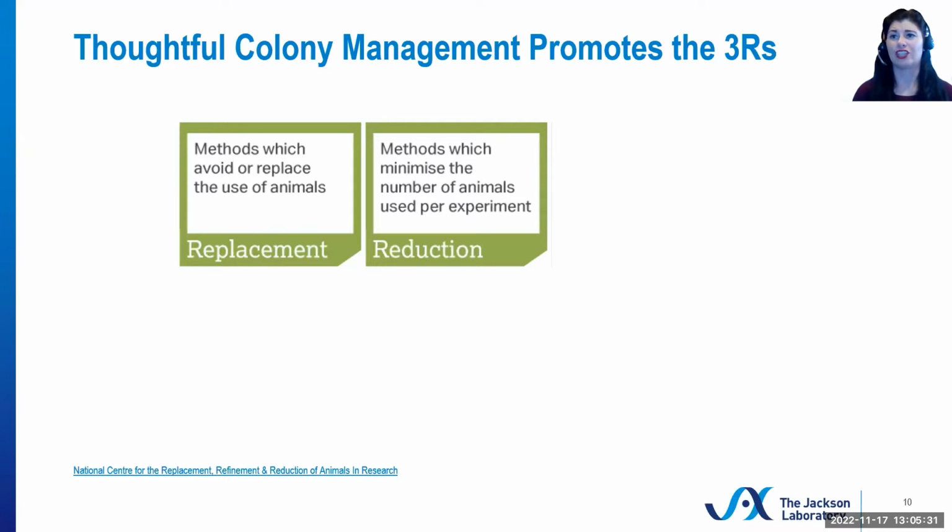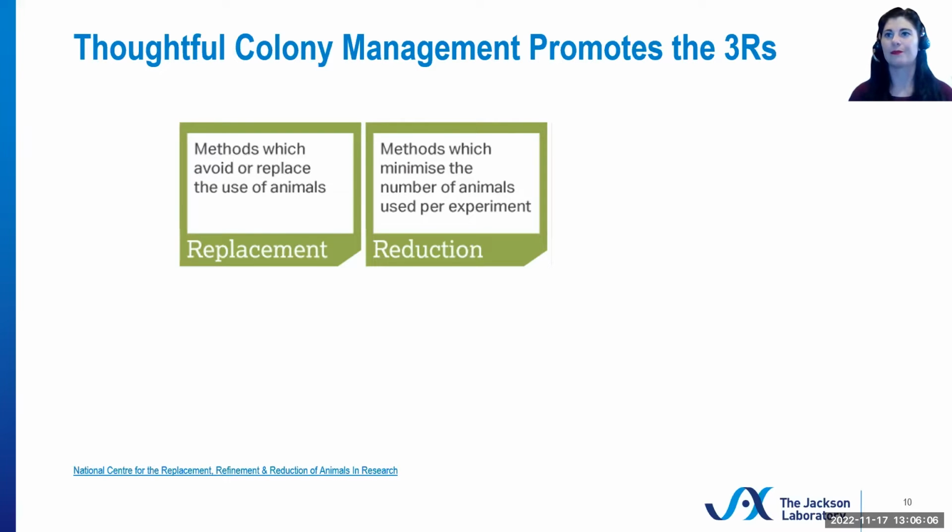The second is reduction, methods that minimize the number of animals used per experiment or study by enabling researchers to obtain comparable levels of information from fewer animals or to obtain more information from the same number of animals, thereby avoiding further animal use. Practices that fall within this reduction category include improved experimental design and statistical analysis, sharing data and resources between research groups and organizations, and the use of technologies such as imaging to enable longitudinal studies of the same animals.